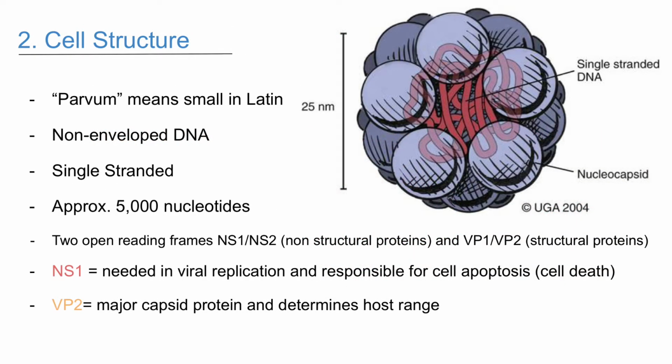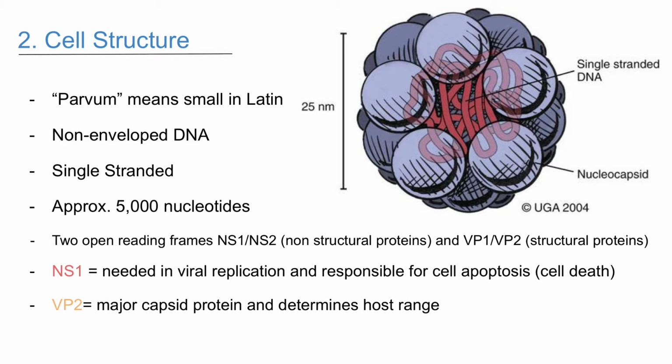We will now go on to talk about the cell structure. Parva means small in Latin, which means that this is relatively a small cell. It is a non-enveloped, single-stranded DNA virus with approximately 5,000 nucleotides. It has two open reading frames, which encode NS1, NS2, VP1, and VP2, which are non-structural proteins and structural proteins.